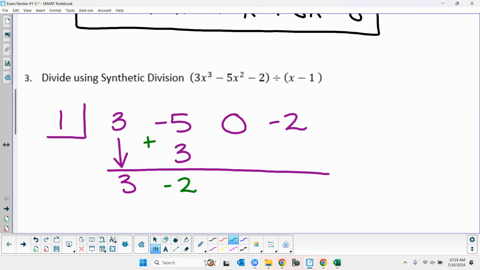So when I add those, I get negative 2. Then I multiply again. 1 times negative 2 is negative 2. And then I add those and get negative 2 again. So multiply those 2 again and add, you get negative 4. Okay? So how do we write our answer?